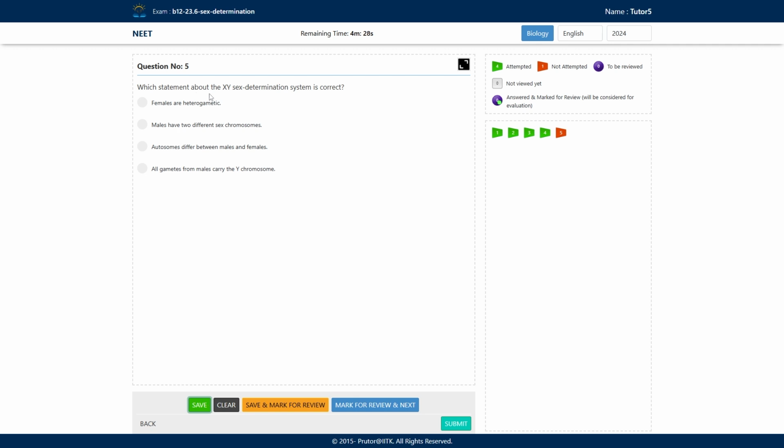Now next question, which statement about XY sex determination system is correct? So they are talking about XY sex determination system which is present in humans and the Drosophila. So what will be the correct answer here? Let's have a look at the options. Females are heterogametic. Males have two different sex chromosomes. Autosomes differ between males and females. And last option, all gametes from males carry the Y chromosome. What will be the correct answer here?